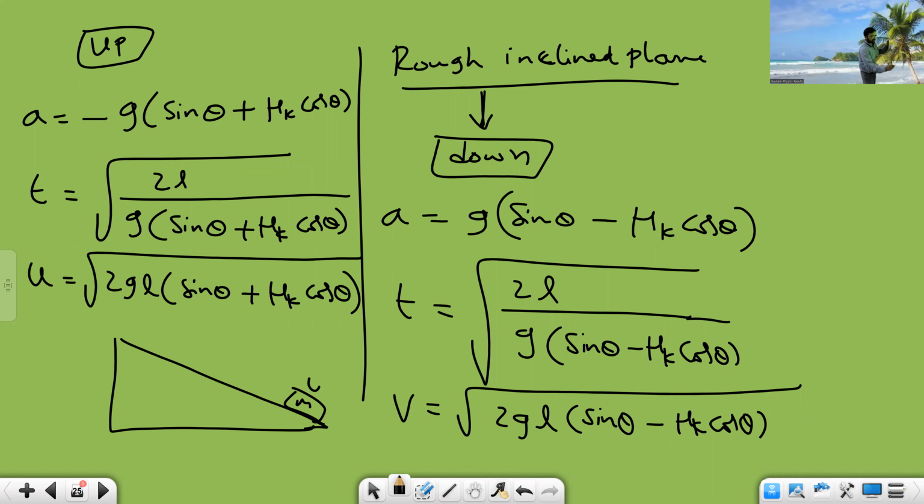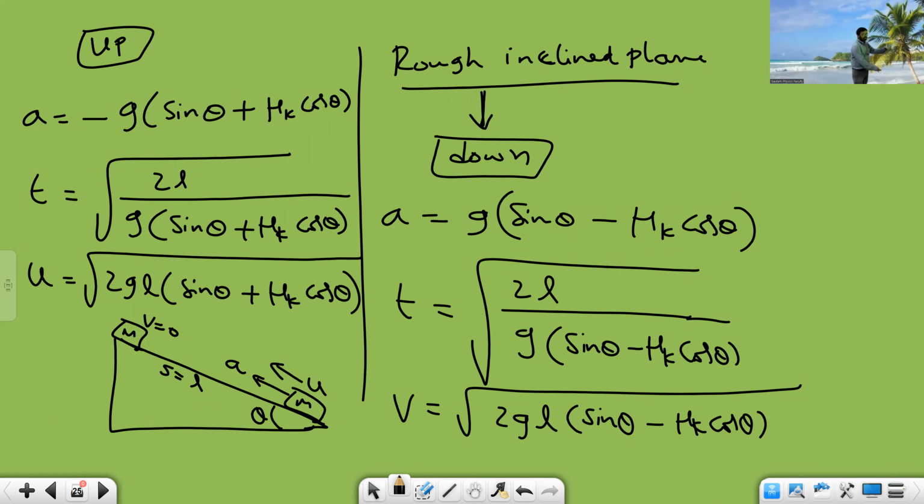The body is projected up with velocity U. It is moving with an acceleration a; actually we call it deceleration. Finally it comes to rest after traveling a length of L. These are the rough inclined plane formulae I can write: the rough inclined plane coming down and the rough inclined plane moving up.